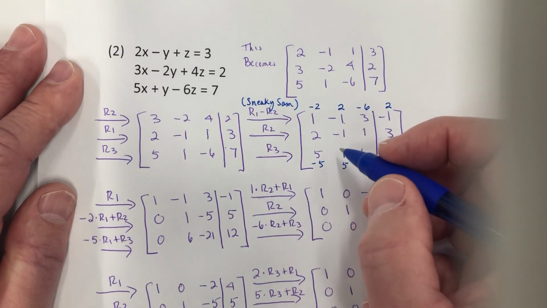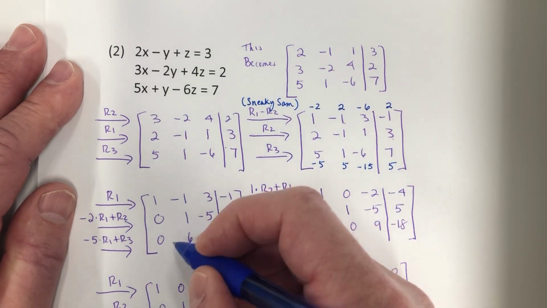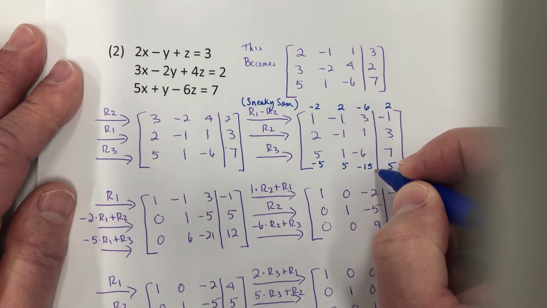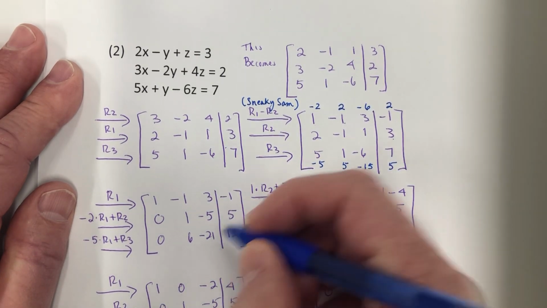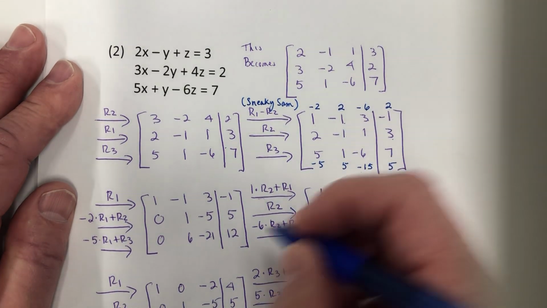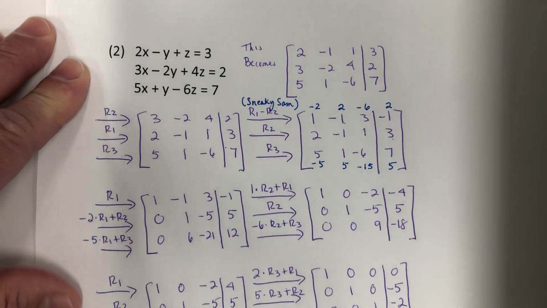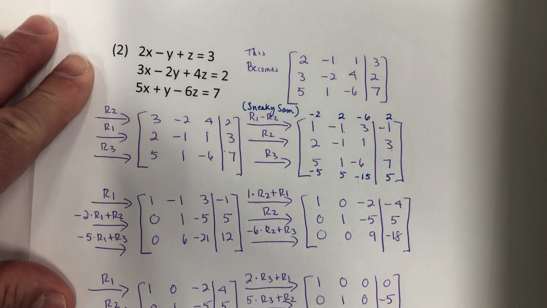So we add those two rows together. 5 plus negative 5 is 0. 1 plus 5 is 6. Negative 6 minus 15 is negative 21. And 7 plus 5 makes 12. So we've got our first column, just like we wanted. And we're going to move over and deal with our second column.